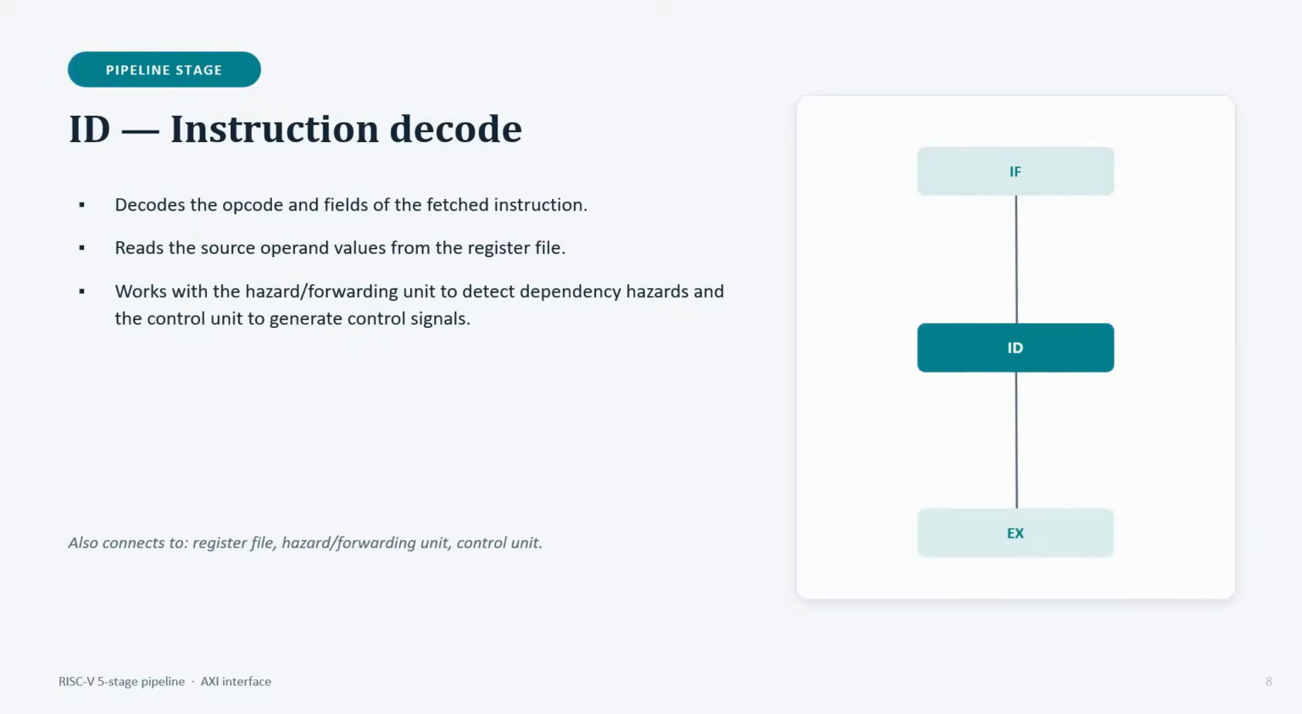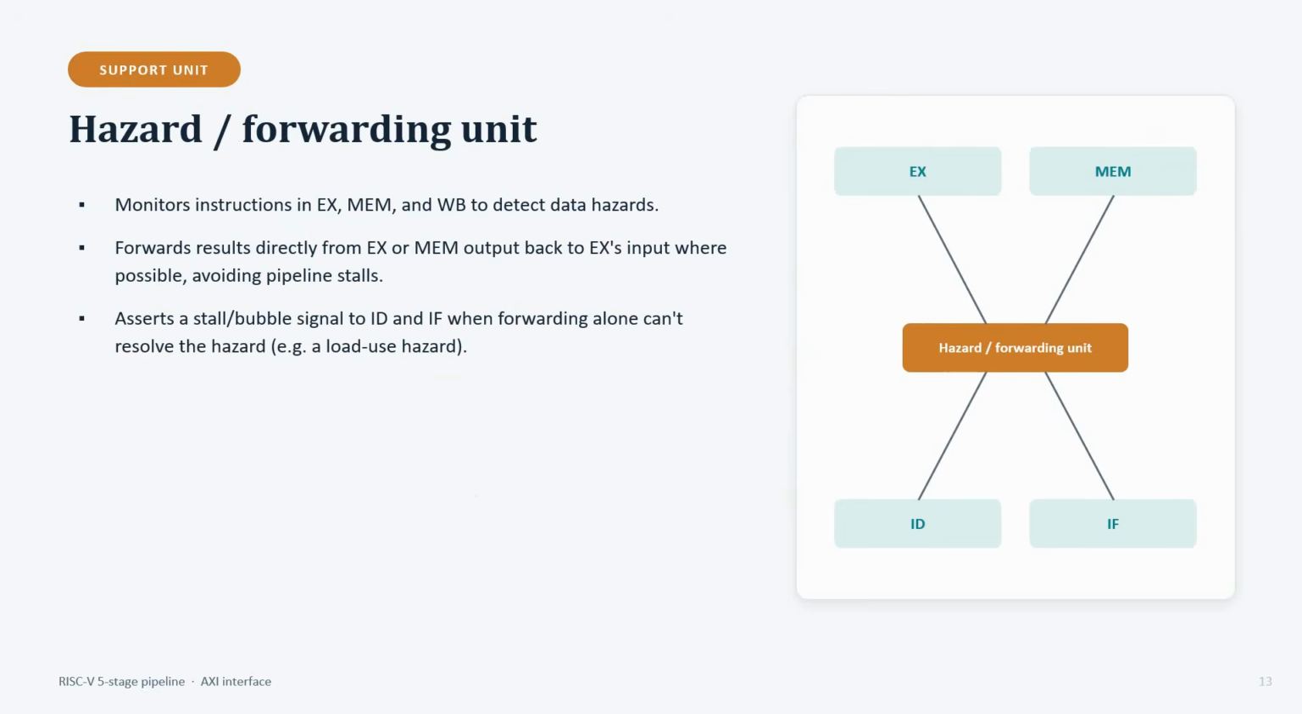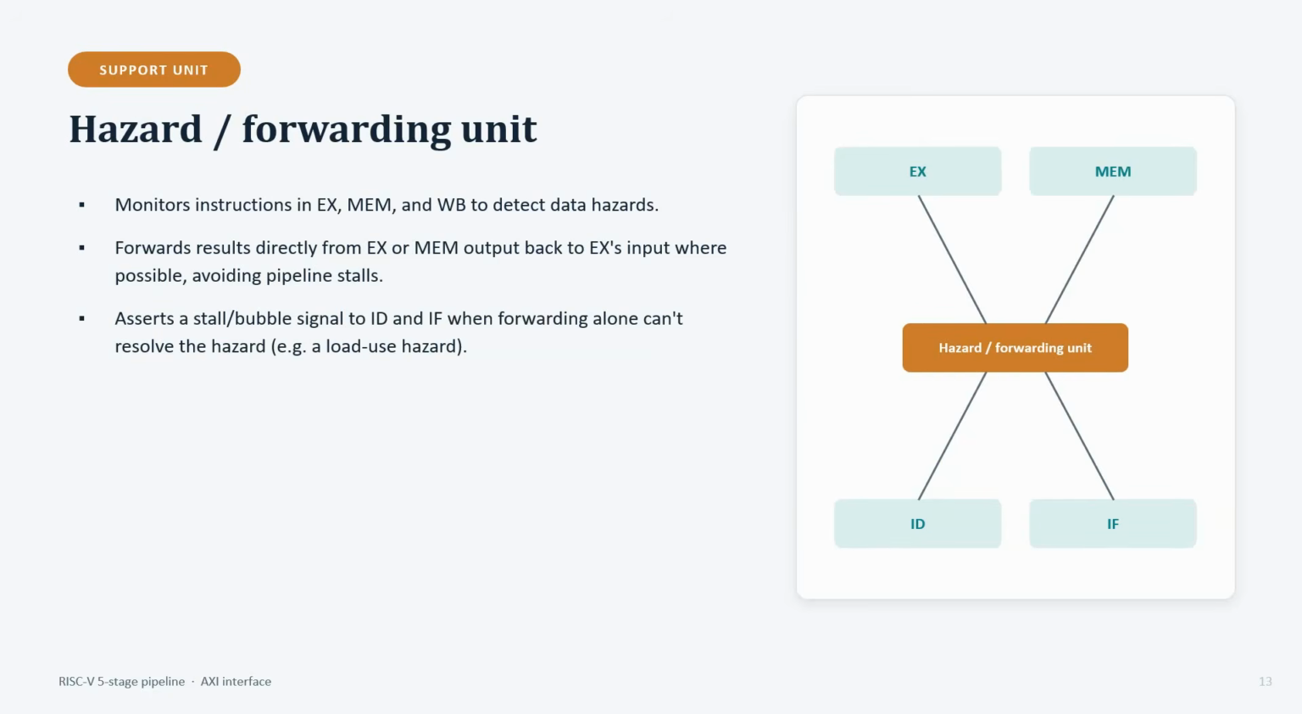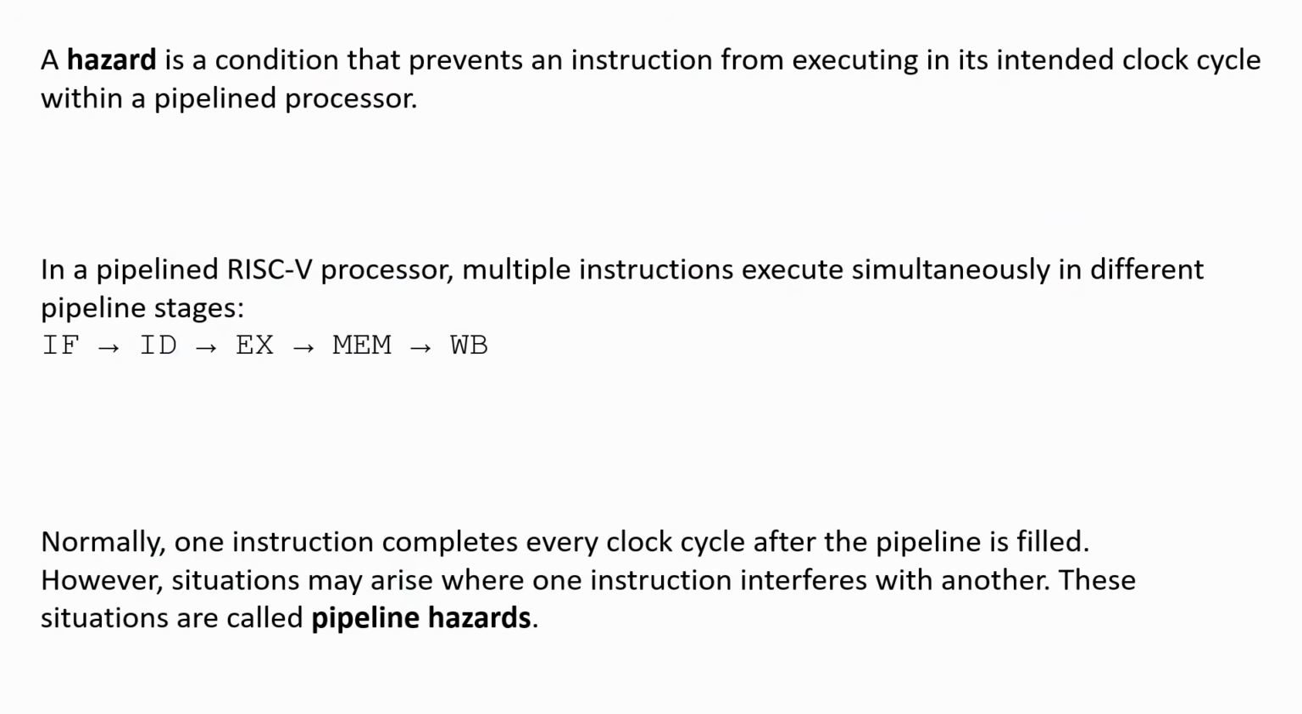Now, let's try to understand something known as the hazard or forwarding unit. In great detail, we are going to discuss how these modules help us perform this pipelining. Basically, it is going to monitor instructions in execute, memory, and write back to detect data hazards, and it is going to forward results directly from the execute or memory output back to the execute input where possible, avoiding pipeline stalls. Let's try to understand what exactly it is doing.